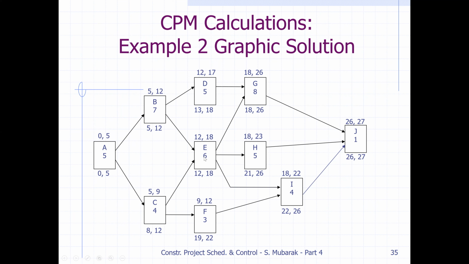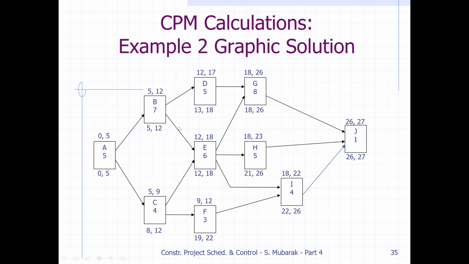Now for E, there are 3 successor activities: 18, 21, and 22. So we take the minimum. The late start for G is 18, so it means E should finish on 18. So when we come back, we take the lowest. So here 18 minus 6 is 12. So 22 comes here, minus 3 is 19. Then for C, E is here 12 and 19. So 12, my minimum, comes here. For C, minus 4 is 8.